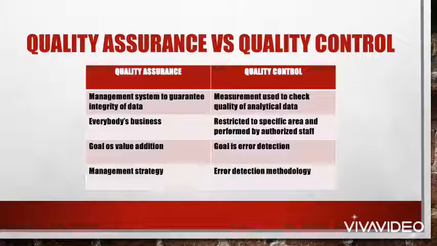Let's see the difference between quality assurance and quality control. Quality assurance aims for the management system to guarantee integrity of data, while quality control uses measurement to check quality of analytical data. Quality assurance is everybody's business, and quality control is restricted to specific areas and performed by authorized staff. For quality assurance, the goal is value addition, and for quality control, the goal is error detection. Quality assurance aims for management strategy, and quality control aims for error detection methodology.